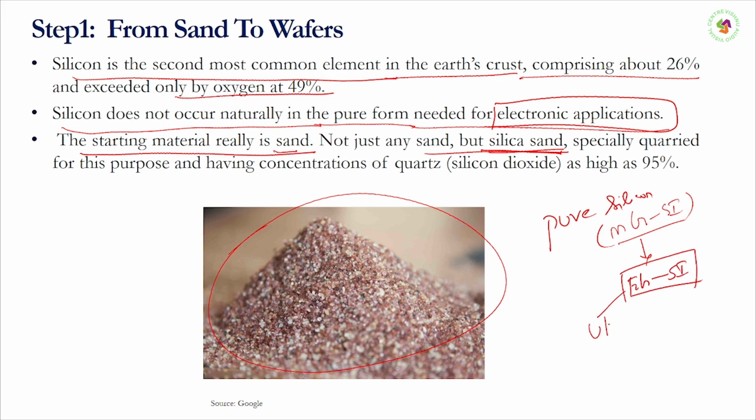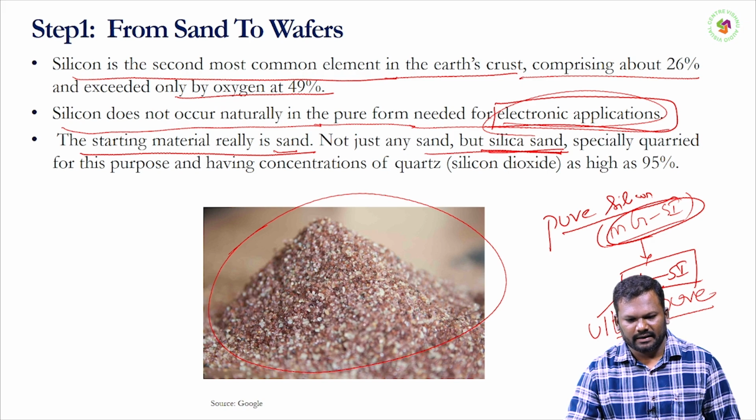Which is of ultra pure. So first is sand, that is silica sand. The silica sand is converted into pure silica, that is MG graded, which means metallurgical graded, that is not suitable for the fabrication of your electronic application. Next you have to convert that one into the pure electronic graded, EG graded silicon, which is very ultra pure. So in the next slide I will show how it will happen.